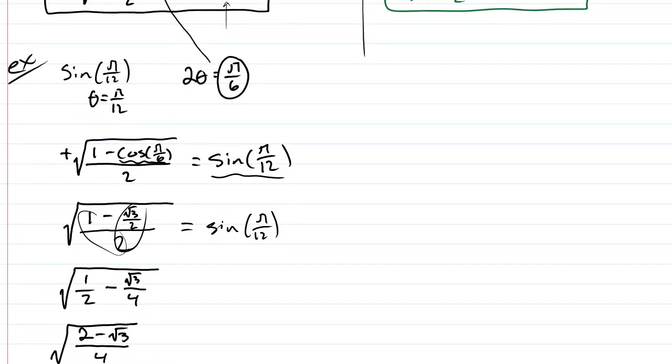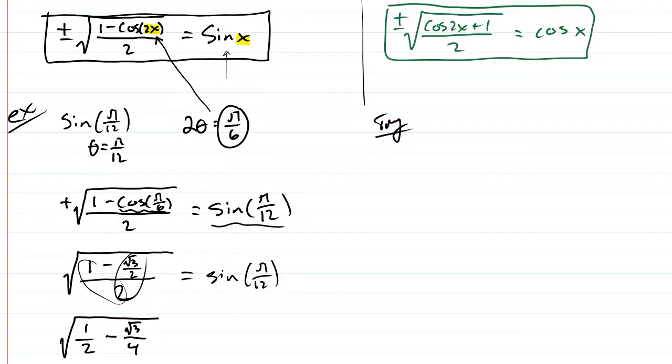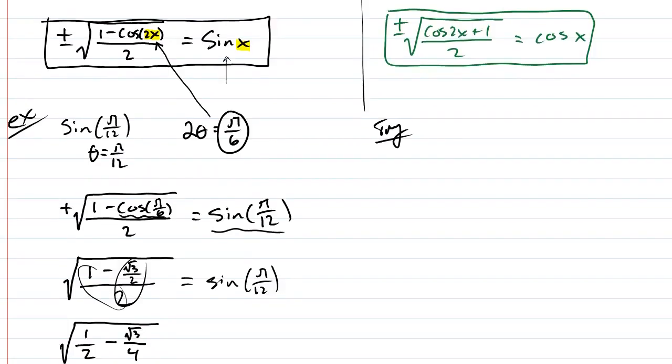So I'm going to come back here. I'm going to say you guys should try this out. So instead of sine, you should try something like, can you find the cosine of 7 pi over 12? Okay, you should pause the video and try this out.